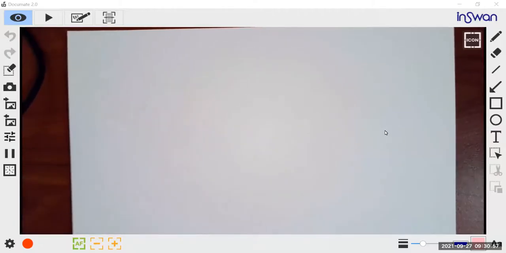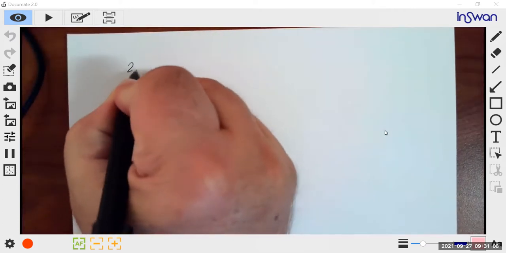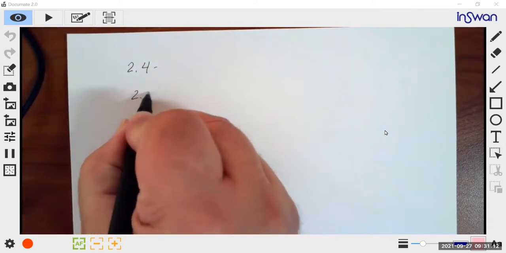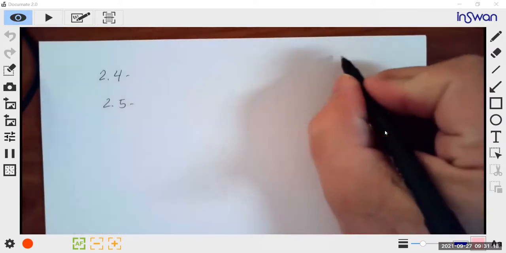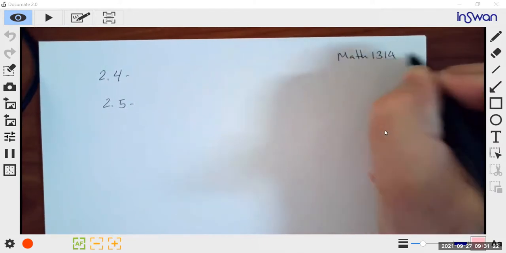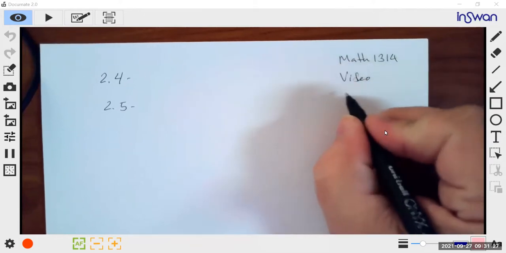The most difficult part of this chapter is the last section, transformations. So we're going to save that for Wednesday. We're going to do just one entire day. All we're going to do today, we're going to do sections 2.4 and 2.5. Math 13, 14. Video.